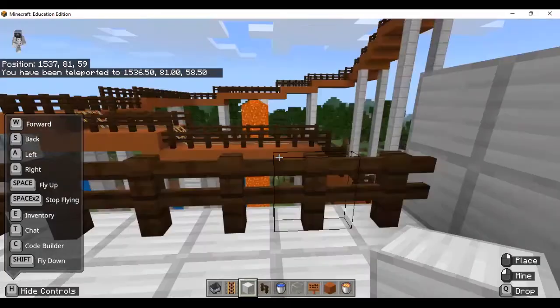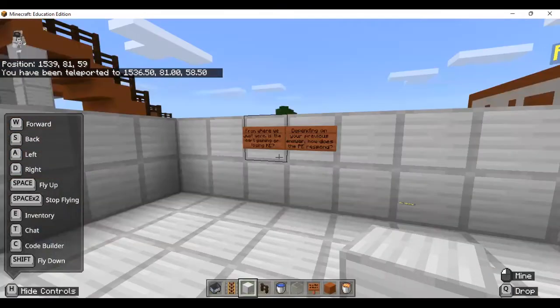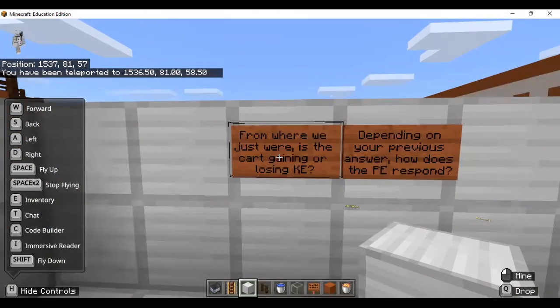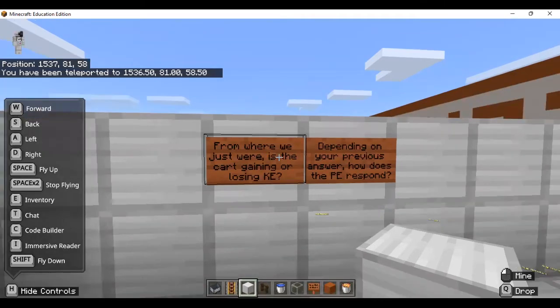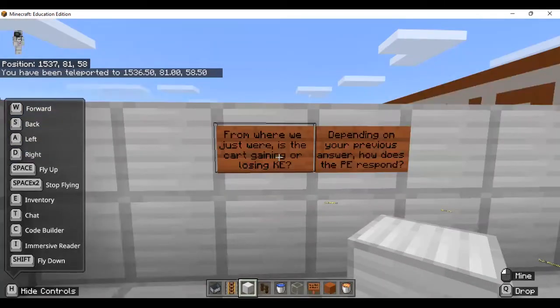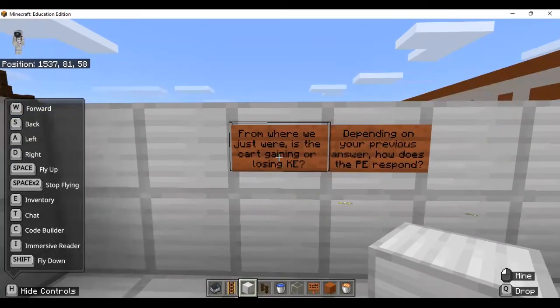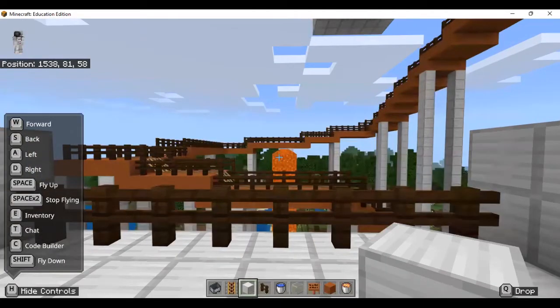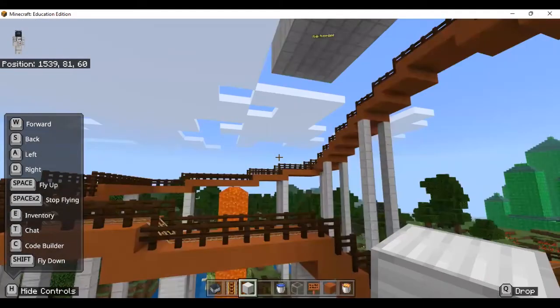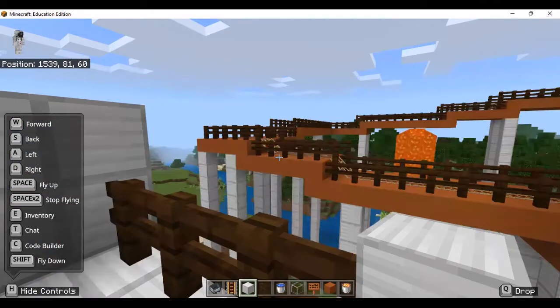So then that takes them to their next platform, which is just a couple of basic questions, such as, from where we just were, which is the previous platform, is the cart gaining or losing kinetic energy? So they would be able to look out and see that the cart would be going downhill from there. So the cart would be gaining kinetic energy.